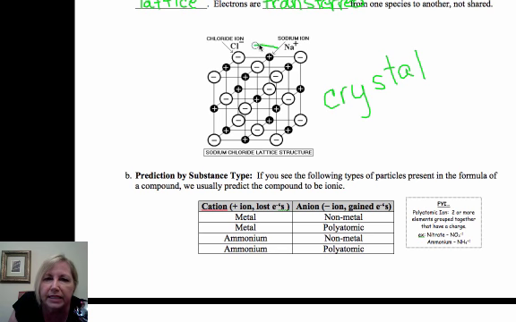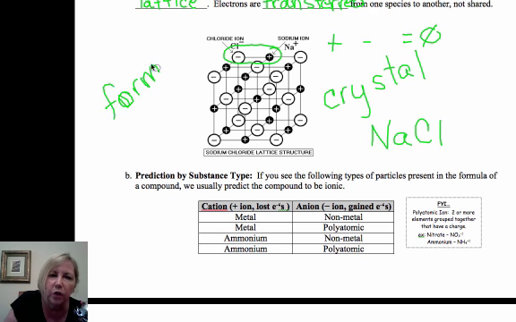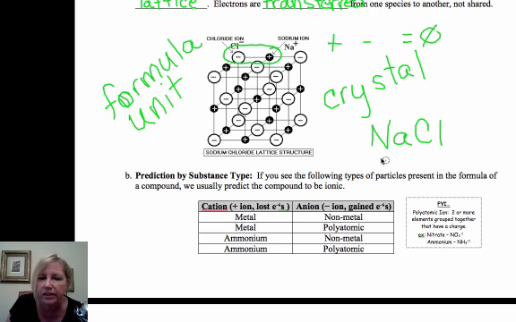So when we represent these, we look at the lowest whole number ratio where we have a neutral. So a plus and a minus equals a 0. So we're going to call that a formula unit. We represent these as a formula unit, the lowest whole number ratio that makes it neutral, because we can't represent exactly how many there are. It depends on where we crack the crystal.